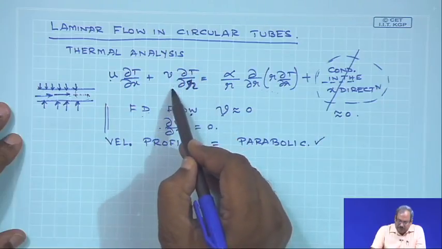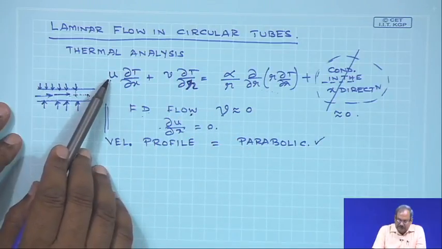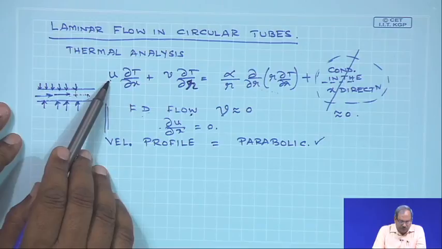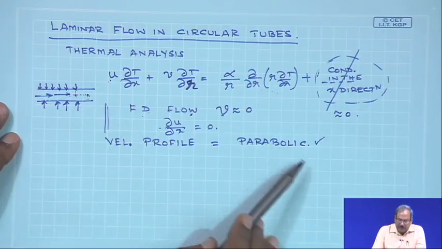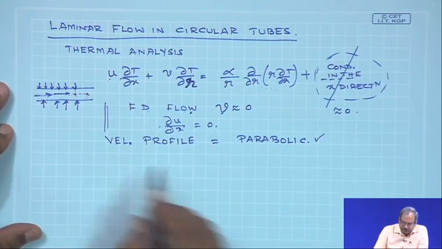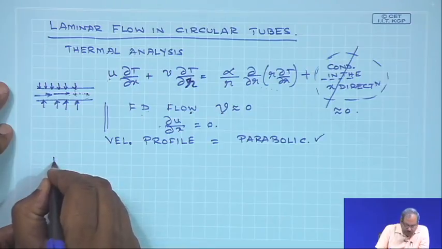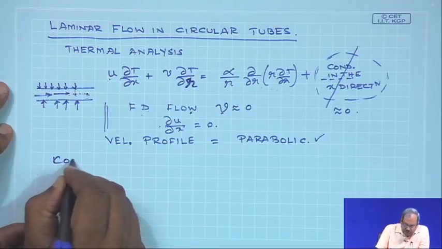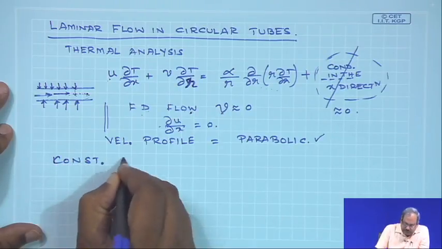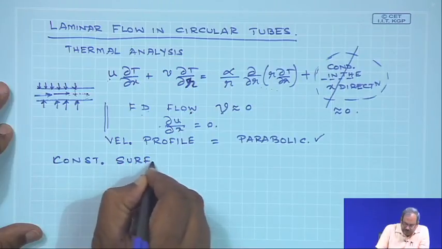I can drop this term, and over here, instead of u, I can express it in terms of the parabolic velocity distribution. So, we are going to first solve for the case of constant surface heat flux.